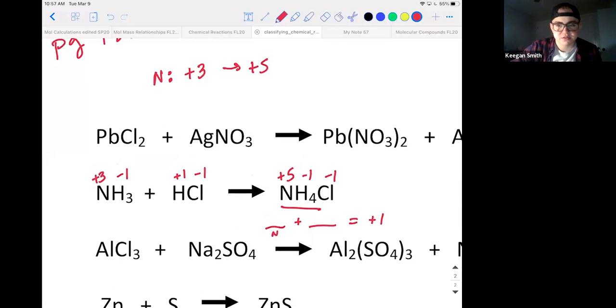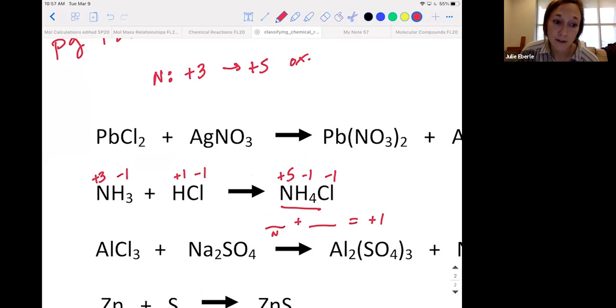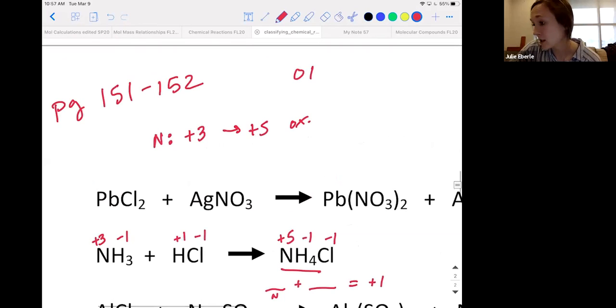Oxidized? Yes, thanks, Keegan. It's oxidized. If you're increasing in charge, you're giving away electrons. Remember OIL RIG? You guys remember OIL RIG? Oxidation is the loss of electrons. Reduction is the gain of electrons. Okay, if you're gaining electrons, you're losing charge. You're reducing your charge because electrons are negatively charged.